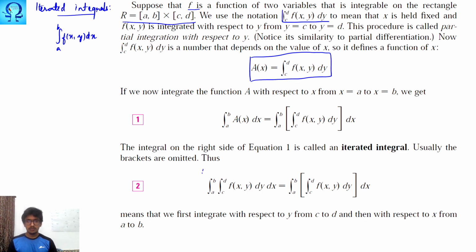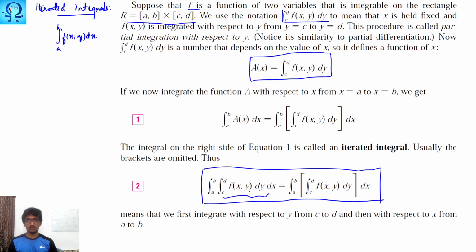If you have to do so, first you perform this alone. Keep x fixed and integrate with respect to y. That will give you some value, and that value shall be integrated with respect to x to get the entire double integral value. This idea is known as an iterated integral, right?